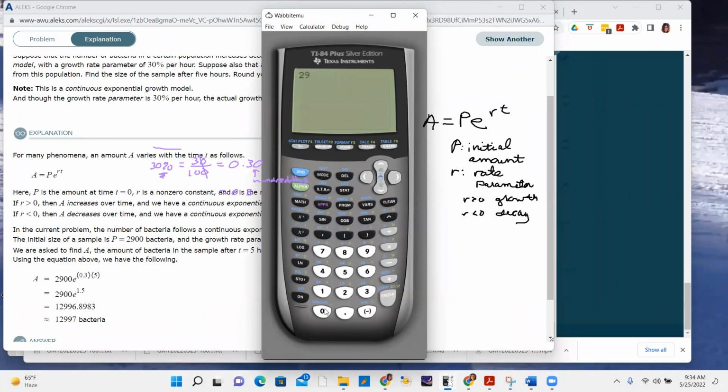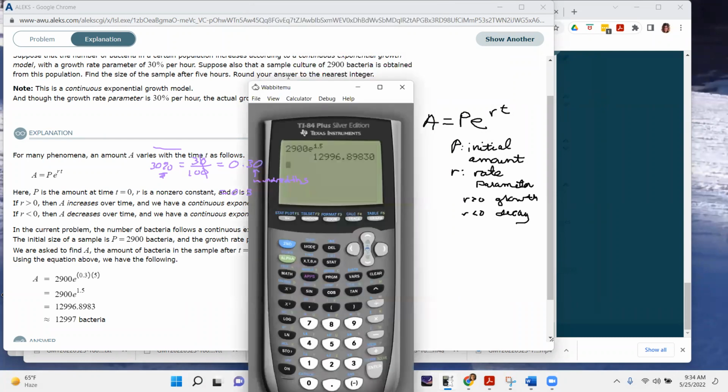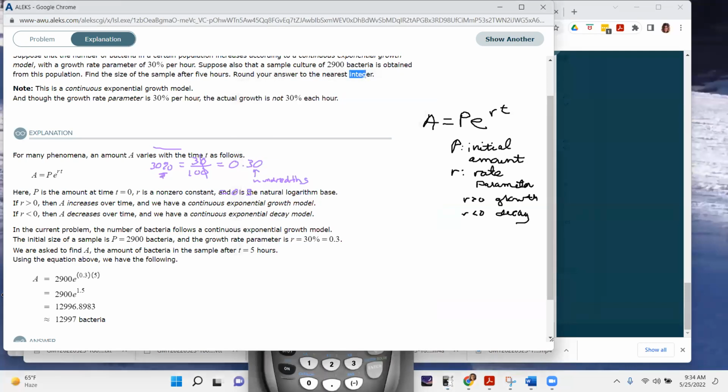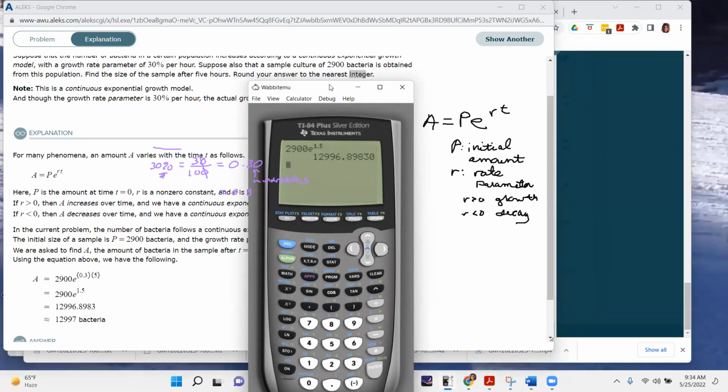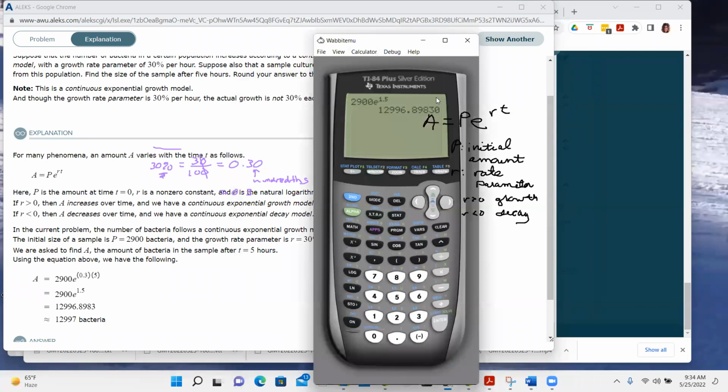So 2,900 times e to the x. Notice I pressed the second key to get the e to the x, and I'm going to put 1.5 up in the exponent. And there we go. We're asked to round to the nearest integer. So remember, integers are those nice roundish numbers, kind of like whole numbers, but it includes the negatives. So 12,996, and close to another one, so we round that up to 7.